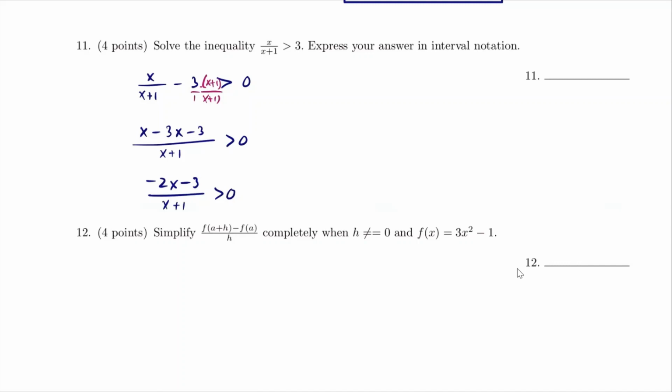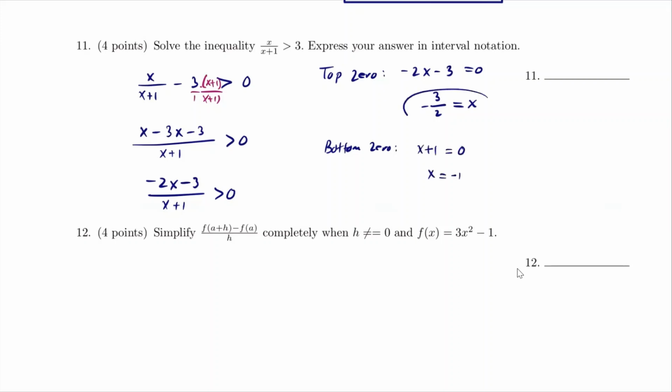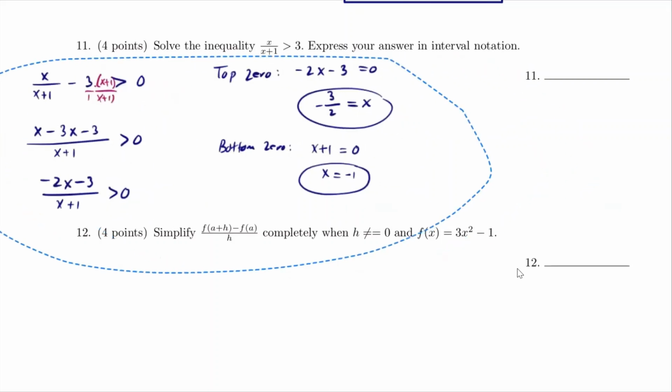Now let's find when this expression equals 0. So the top equals 0: negative 2x minus 3 equals 0. So you'll have 3 over negative 2 is equal to x. So that's when this equals 0. And then the bottom: it's going to be when the bottom is 0, so x plus 1 equals 0. That would give you x equals negative 1. So these are the numbers we're going to plot on the real line and test between them.